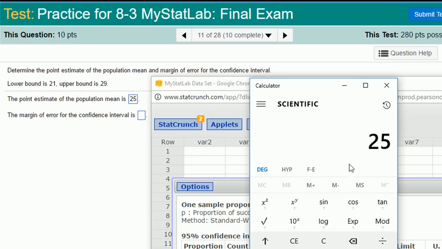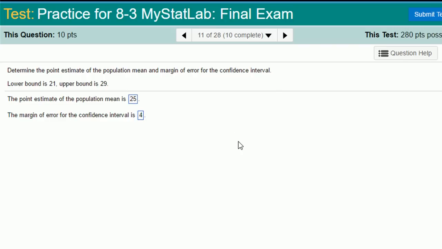The margin of error, on the other hand, is I'm going to take the range of this interval, 29 minus 21, and divide that by 2. So half of the range is the margin of error. It's a margin of error of 4. And once you have those, you can see very clearly 25 plus or minus 4 gives you the upper and lower bounds.